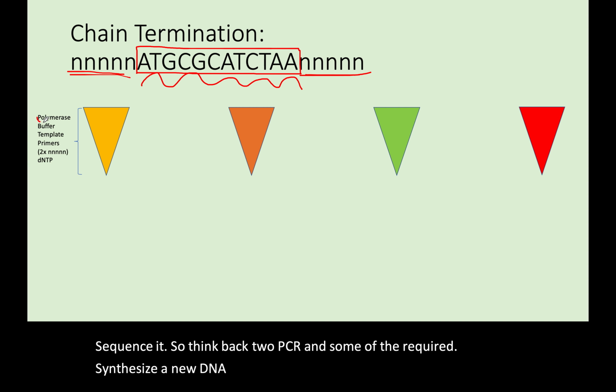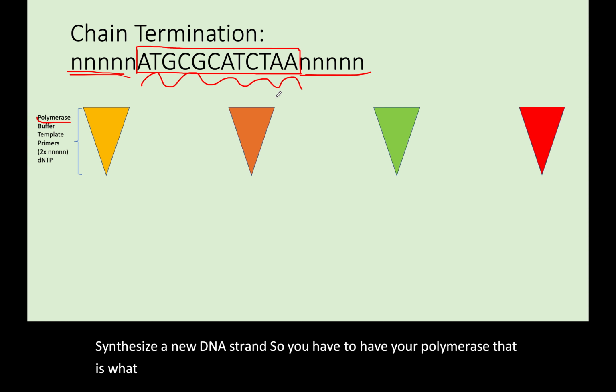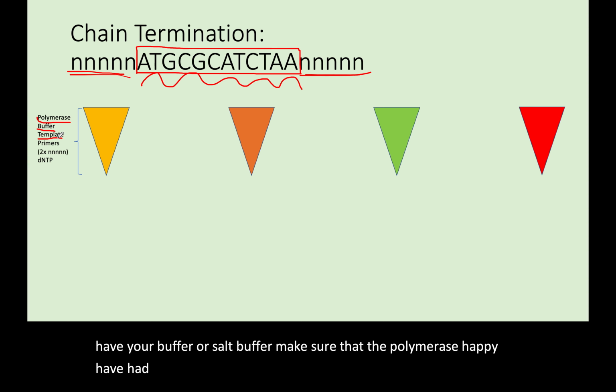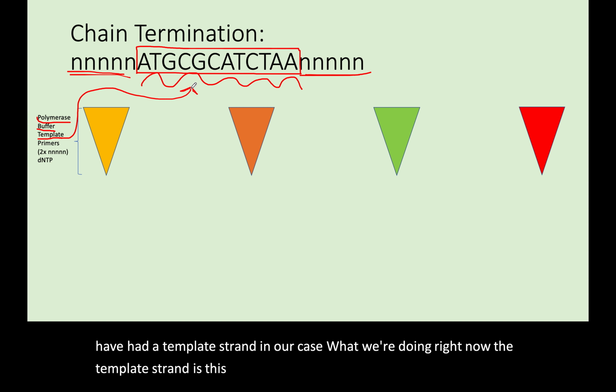So you have to have your polymerase. That is what synthesizes the new nucleic acid onto the old ones. You have to have your buffer, a salt buffer, to make sure that the polymerase is happy. You have to have a template strand. In our case, what we're doing right now, the template strand is this. So we're going to have a bunch of copies of this particular segment of DNA.